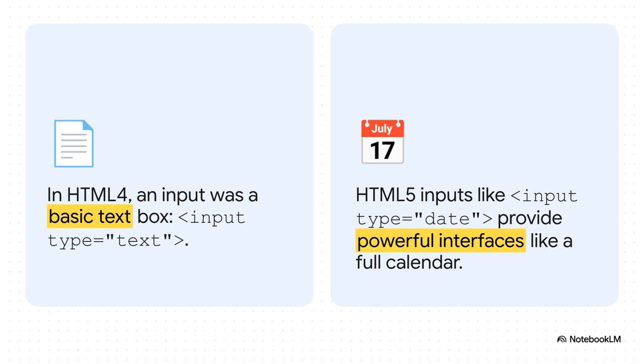Back in the day, you got a basic text box for everything. But now, with HTML5, if you tell the browser, hey, I want a date, boom, it gives the user a full calendar. If you say you want a color, you get a color wheel. This is semantics at work. The browser understands what you mean, and it gives the user the best possible tool for the job.